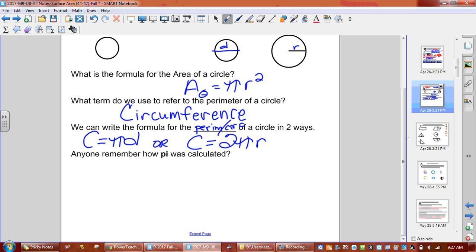So how is pi calculated? Circumference divided by diameter. Or circumference divided by 2 radii. And the 2 radii would be in brackets. 2 times radius.